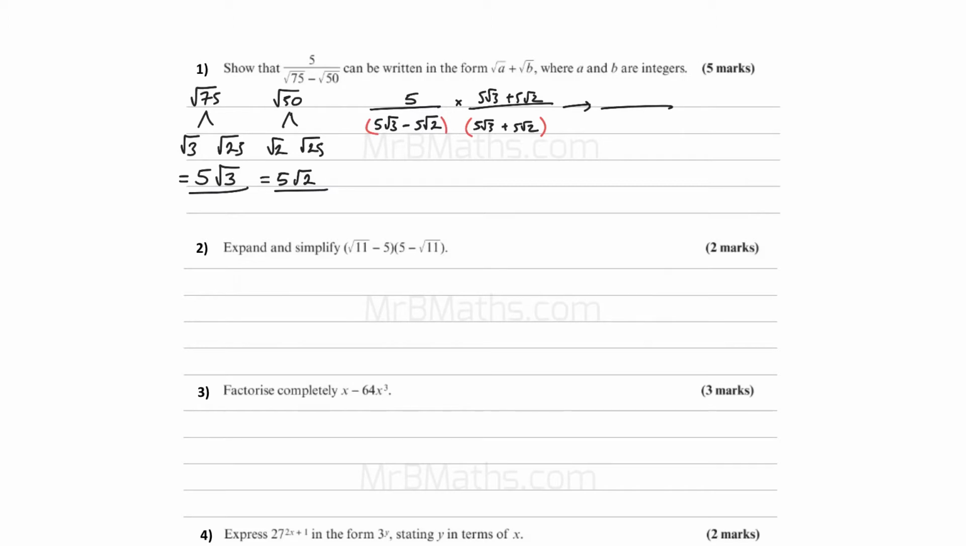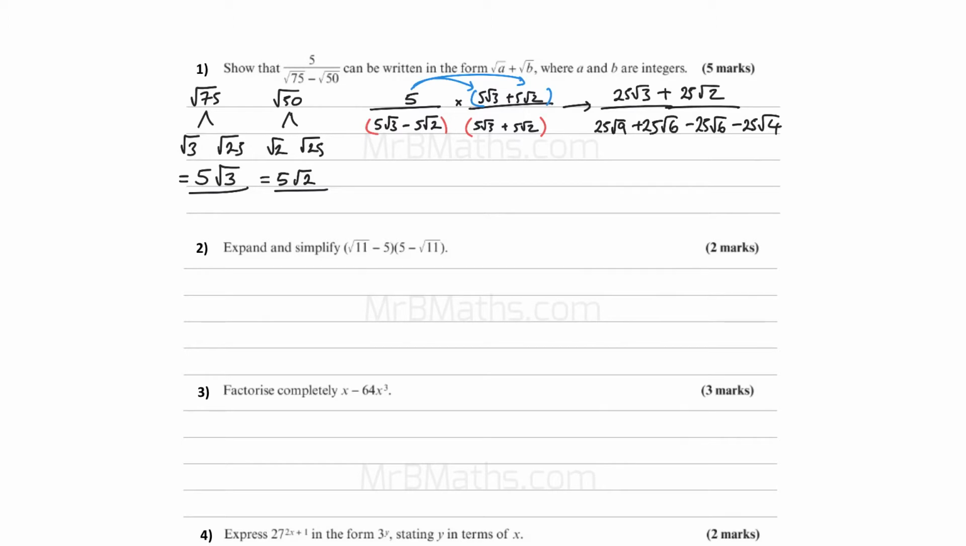We'll end up with, for our first, 25 root 9. For our outer brackets, we're going to end up with plus 25 root 6. For our inner bracket, we're going to end up with minus 25 root 6. And for our last bracket, we're going to end up with negative 25 root 4. Now for the top, on the numerator, we've got our 5 times each term here, so we'll end up with 25 root 3 plus 25 root 2.